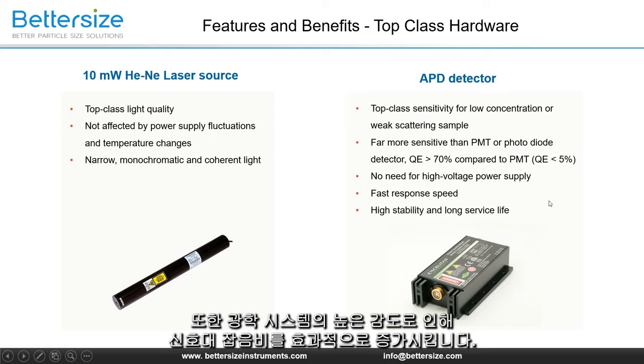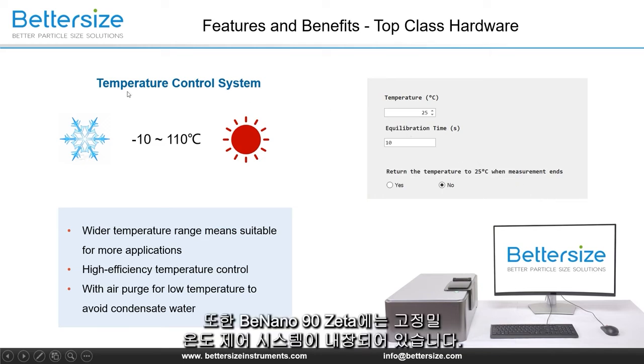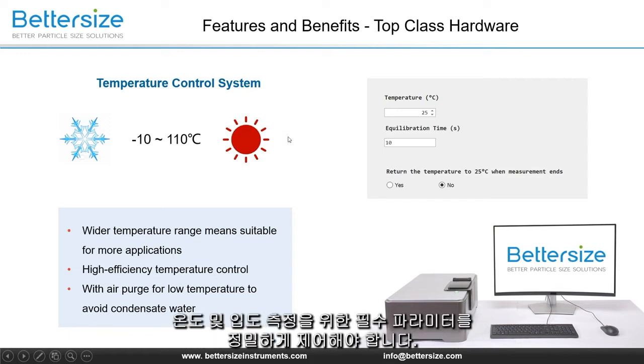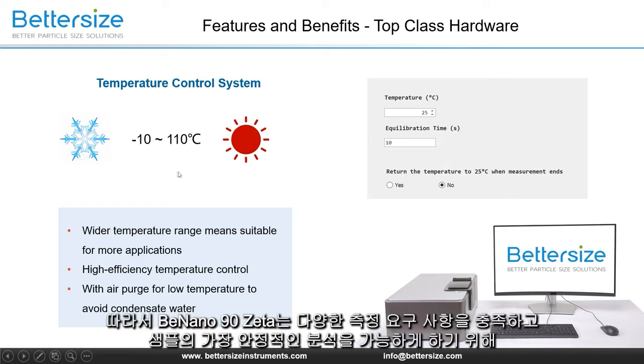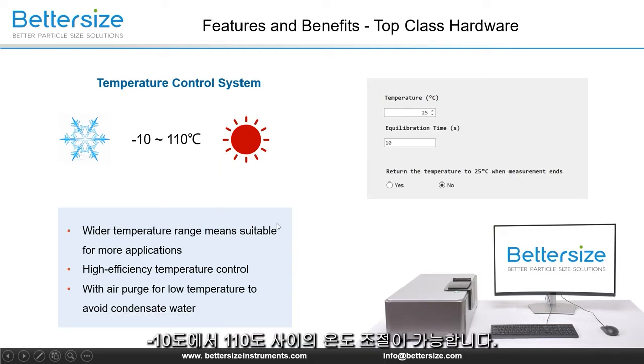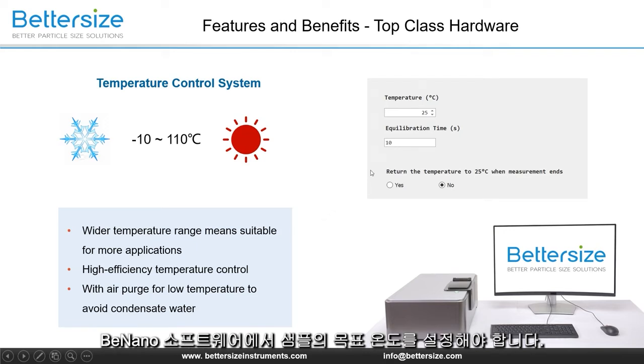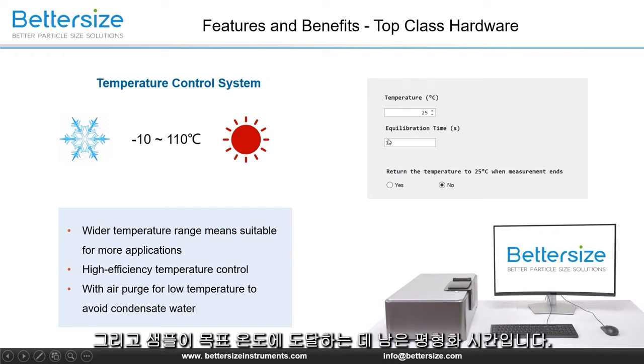In addition, a highly precise temperature control system is built into the BeNano 90 Zeta. Temperature, an essential parameter for particle size measurement, has to be precisely controlled. Therefore, the BeNano 90 Zeta offers adjustable temperature between -10 and 110 degrees to meet various measurement requirements and allow thermal stability analysis of samples. In the BeNano software, the users have to set the target temperature of the sample and the equilibration time left for the sample to reach the target temperature.